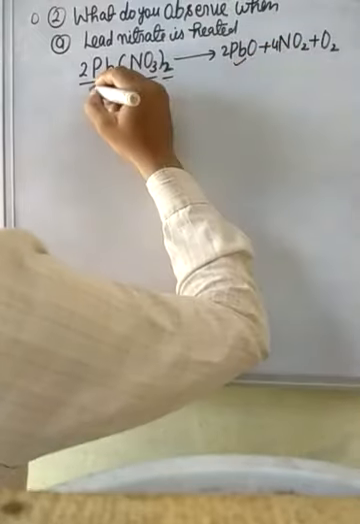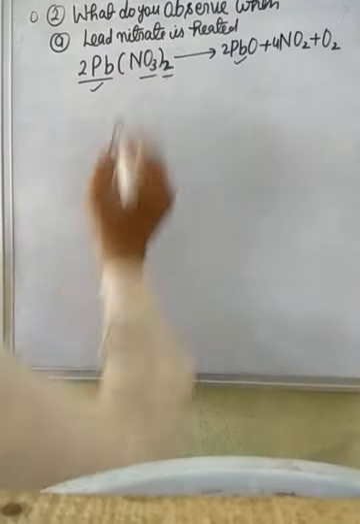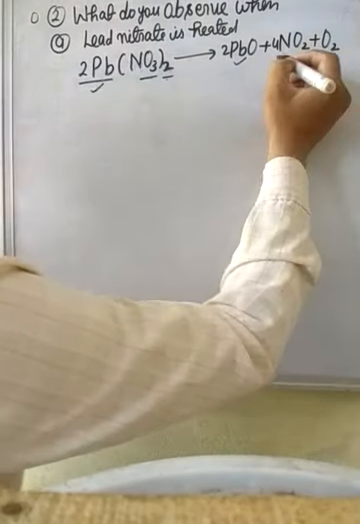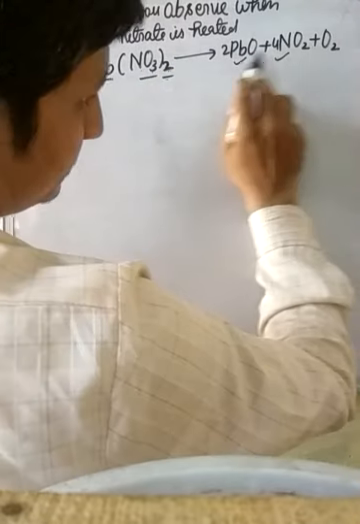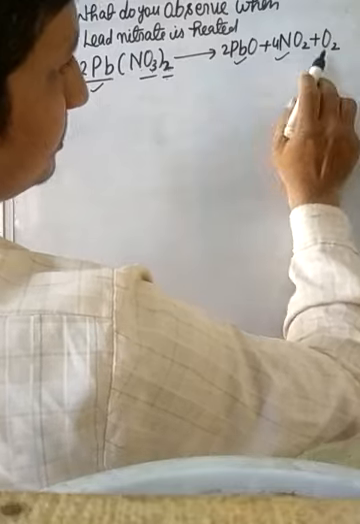Number of lead 2, number of lead 2. Number of nitrogen 2 times 2, 4 nitrogen. Oxygen 2 times 3 is 6, 2 times 6 is 12. Oxygen: 4 times 2 is 8, 8 plus 2 is 10, plus 2 is 12.